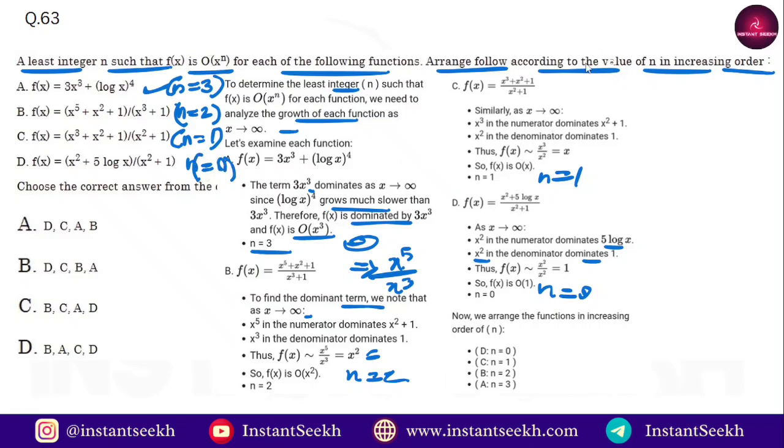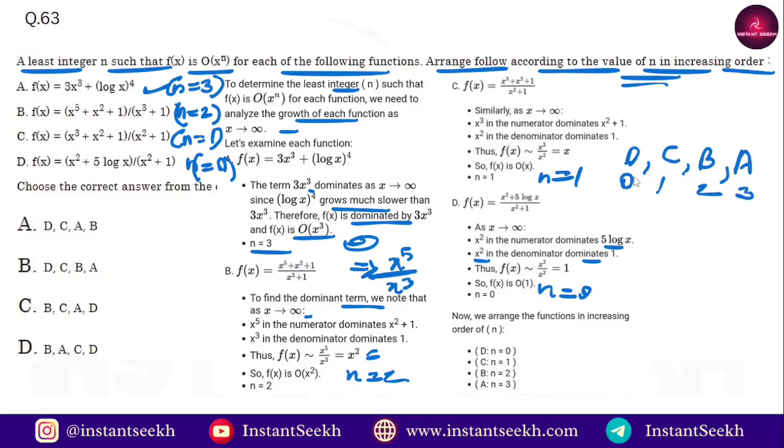Since we are asked to arrange these functions in increasing order of n value, the correct pattern will be D, as option D has n value 0, then C with n value 1, then B with n value 2, and A with n value 3.